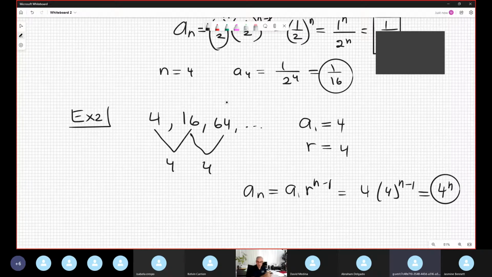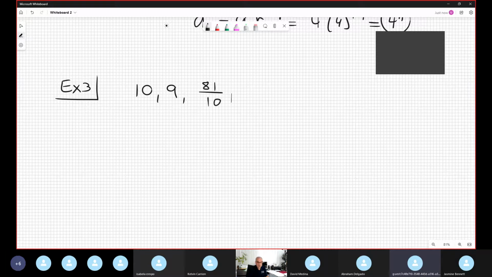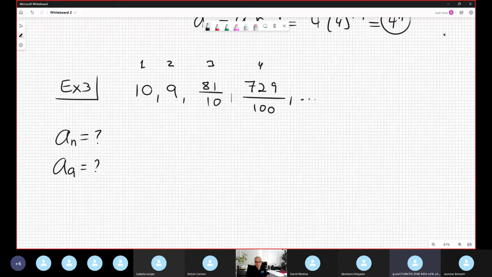But it's an elementary example. Let me complicate it a little bit. Let me put a more complicated example. Suppose this sequence, example 3. Suppose it's 10, 9, 81 over 10, 729 over 100. I need to find the a_n term. I need to find also, why not, a_9, in position 9. This is position 1, position 2, position 3, position 4. I need to determine here, we have suppose 5, 6, 7, 8, and 9 in position 9. What is the number here?